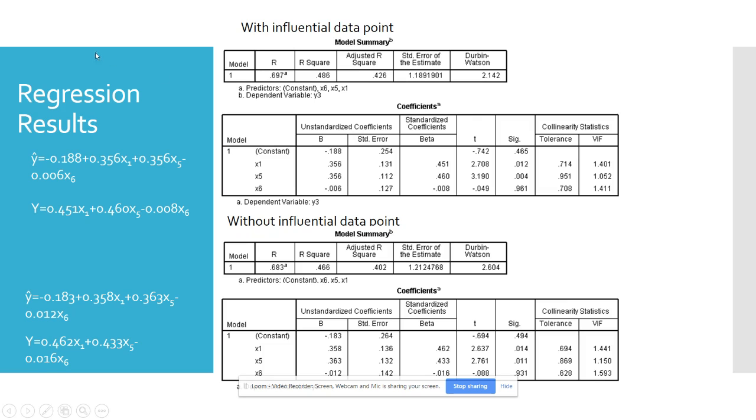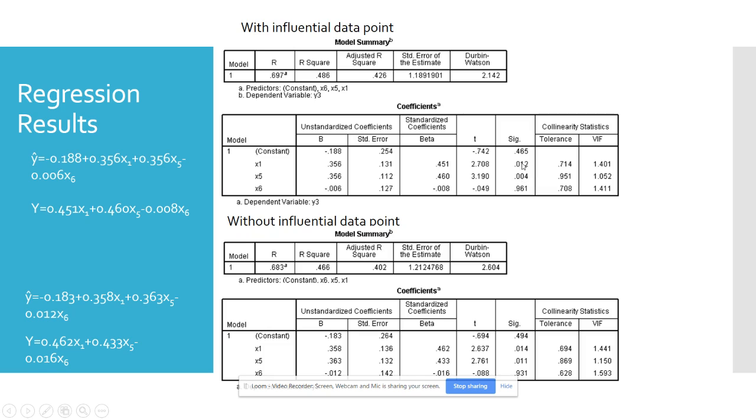So here's my unstandardized regression equation, and then here's my standardized equation. In the standardized equation, the intercept is 0, and the mean of X and Y is also 0. Looking over here in the significance column, X1 and X5 are both significant, but again, you have to be careful with X1 since it's correlated with X6.